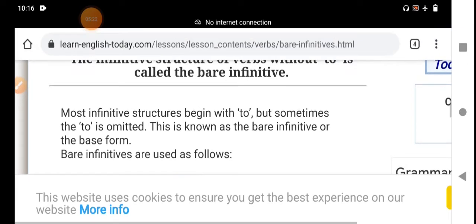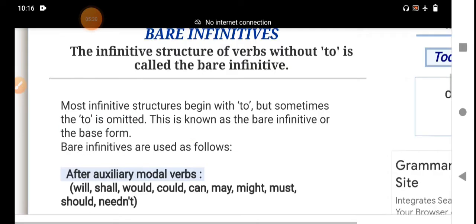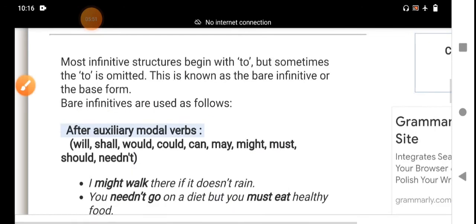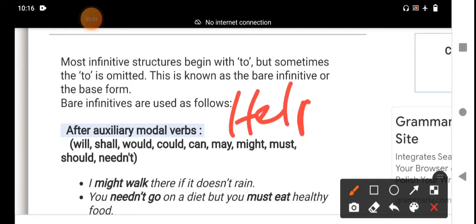And then grammar rules for using the bare infinitive. What are the grammar rules? First of all, after auxiliary modal verbs, we should use bare infinitive. Auxiliary generally means helping verbs. These are also called helping verbs, or auxiliary verbs.